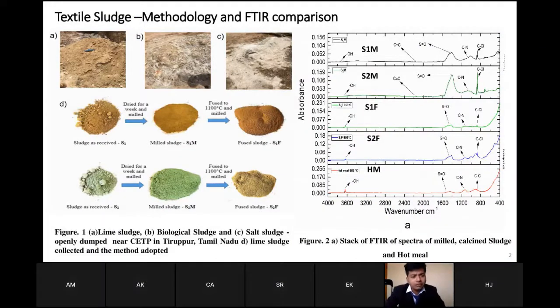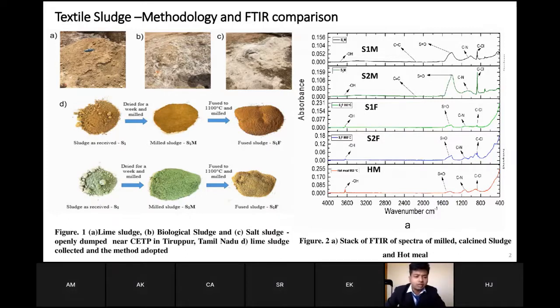So here in figure one, you can see A, B, C. A indicates lime sludge, B is biological sludge, and C is salt sludge. In the case of biological sludge, the sulfur content is very high, and in C, salt sludge, the chlorine content is very high. As you know, sulfur and chlorine are highly corrosive, and they can cause scale formation in the cement kilns. Therefore, it is not recommended to use this textile sludge in cement kilns without depollution. But in the case of lime sludge, it is an excellent alternative raw material for cement manufacturing.